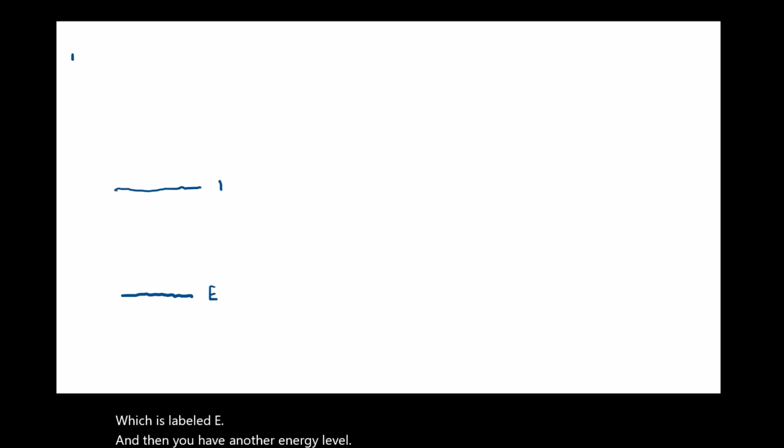So we're talking about the quantum mechanical model of the atom, and in order to explain the quantum mechanical model, we have to understand line spectra. And so in this particular problem, you have an energy level which is labeled E, and then you have another energy level labeled D, and then you have another energy level labeled C.